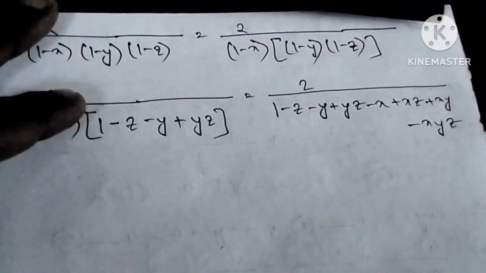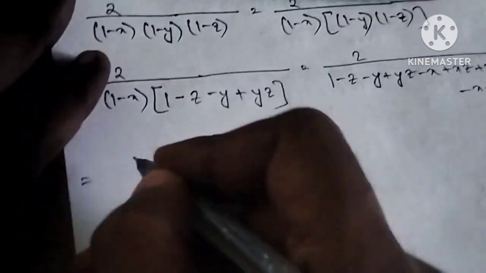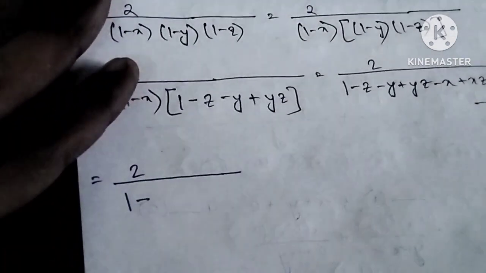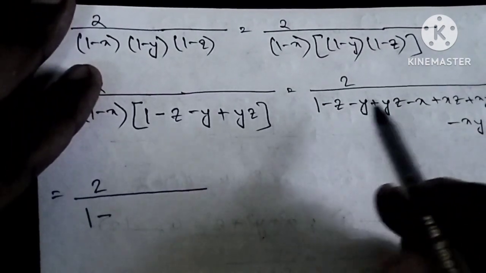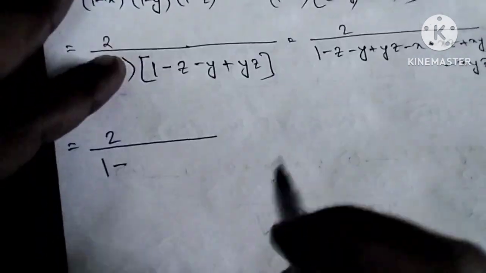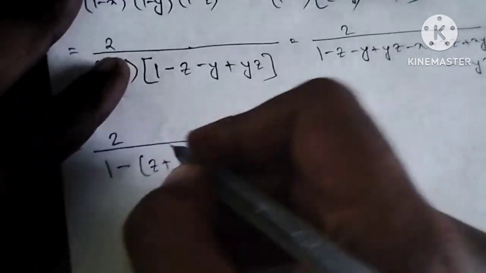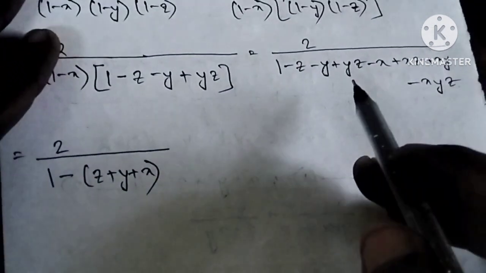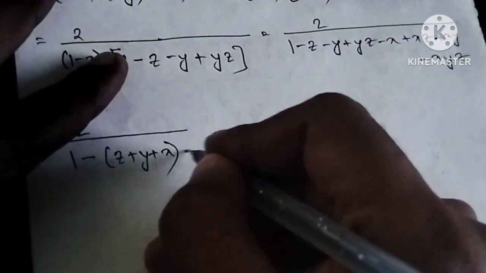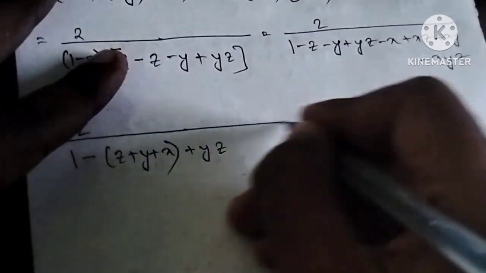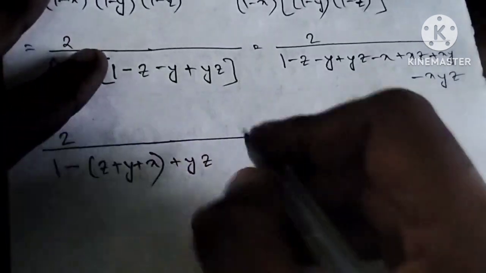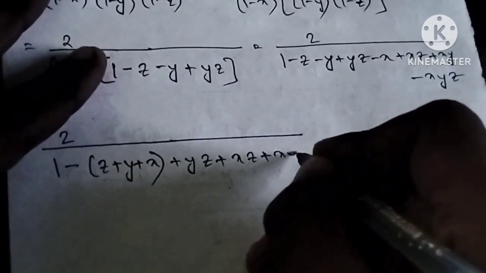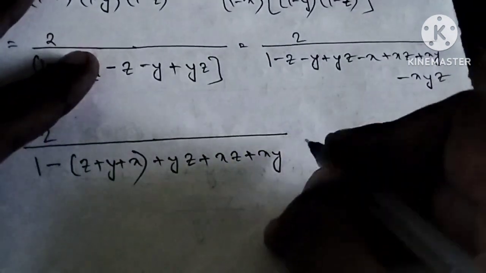Okay, clear? So it will be 2 by 1 minus, z is also minus, y is also minus, x is also minus, so we can write this as z plus y plus x. Okay, then plus yz plus yz plus xz plus xy, and finally minus xyz.